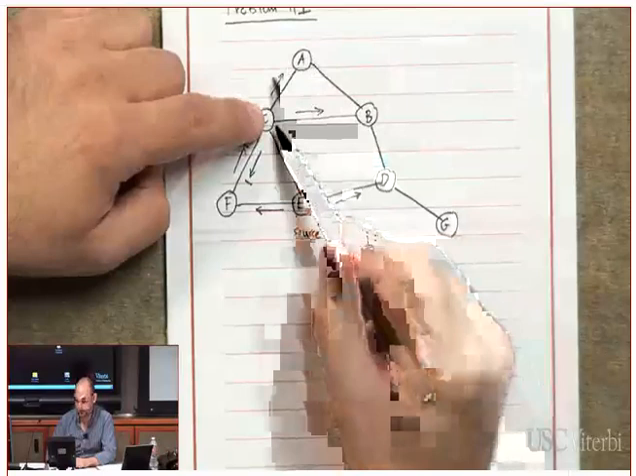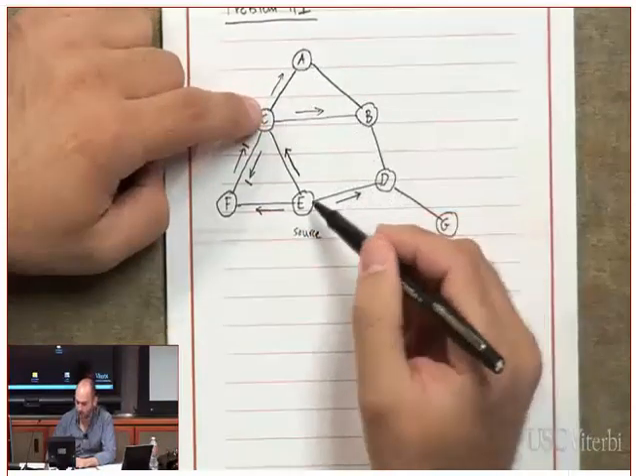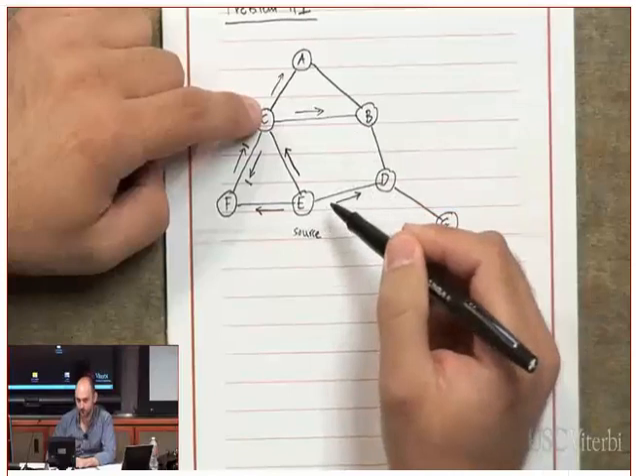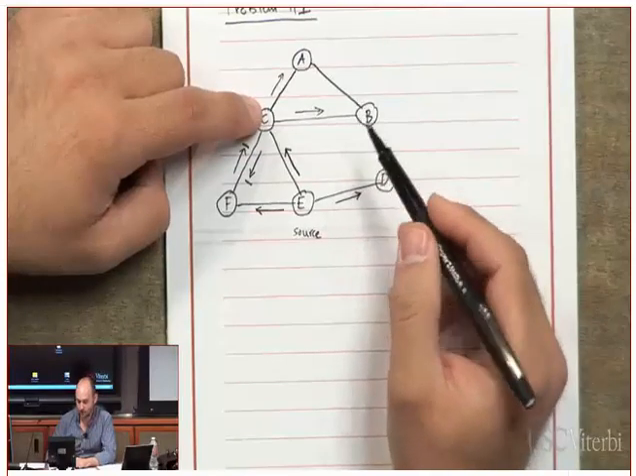G has no other neighbors, right? So he will not forward to anybody else. Now, what is going to happen over here? DB, we said that this is the shortest path, so B will forward the packet. So B will forward the packet like this.